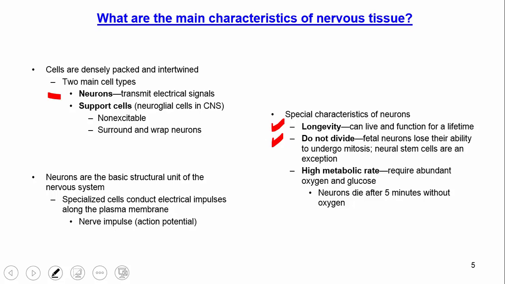Now, that's a little bit debatable nowadays. We are discovering there are some neural stem cells, right? There's sort of an exception to that, where maybe we do have some division of neurons after birth, although that's not typically something we think of. So we're learning more and more there is some credence to that.